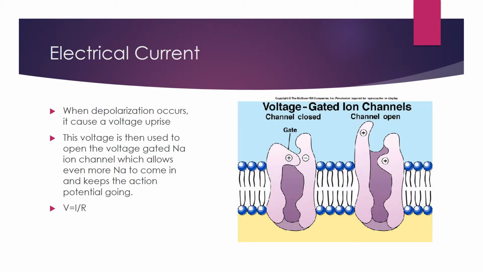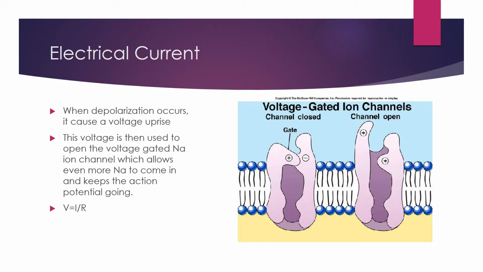Once the voltage gated ion channel is open, it allows a lot of ions to come in inside the membrane, which is important because the action potential that is created, you want to keep going down through the whole membrane in order to reach the end of the axon in order for the neurons to be transmitted.